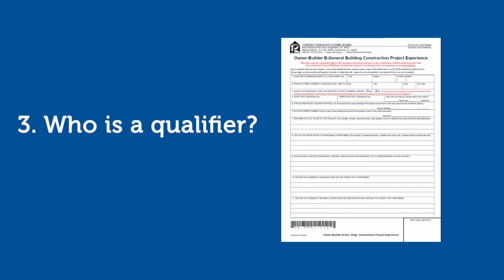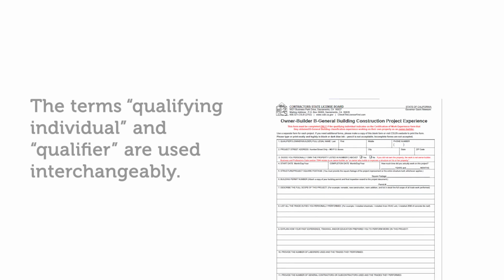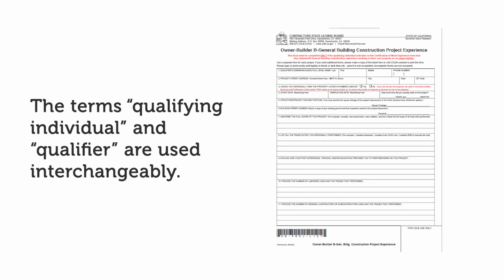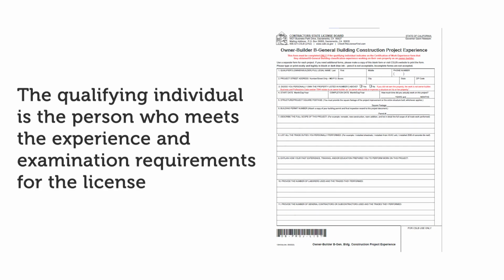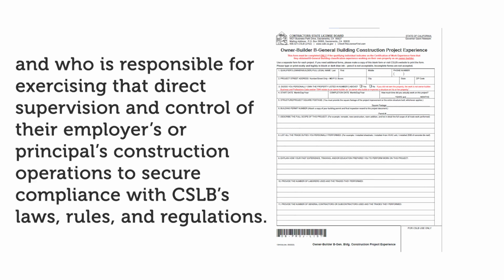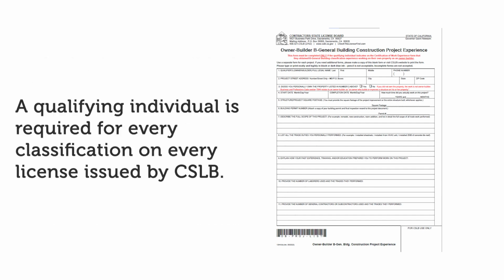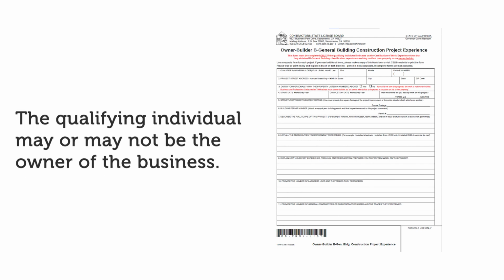Who is a qualifier? The terms qualifying individual and qualifier are used interchangeably. The qualifying individual is the person who meets the experience and examination requirements for the license and who is responsible for exercising that direct supervision and control of their employer's or principal's construction operations to secure compliance with CSLB's laws, rules, and regulations. A qualifying individual is required for every classification on every license issued by CSLB. The qualifying individual may or may not be the owner of the business.